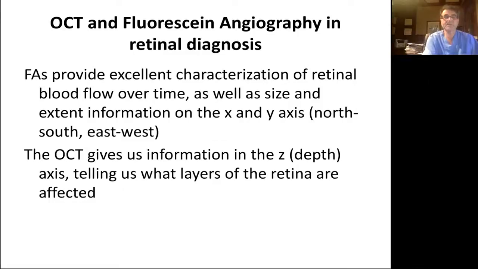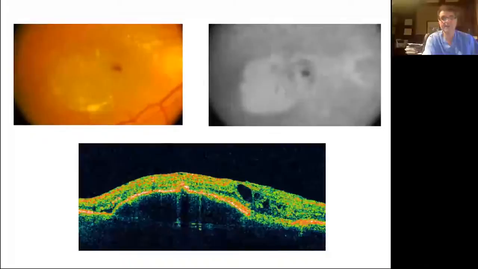In addition, OCT has some very special correlations with fluorescein angiography. Fluorescein angiographies are very sensitive, but not very specific. And they do provide size and extent information on the X and Y axis. But the OCT gives us depth, or the Z axis, telling us exactly what layers of the retina are affected by pathology. So here's an example of a RAP lesion.